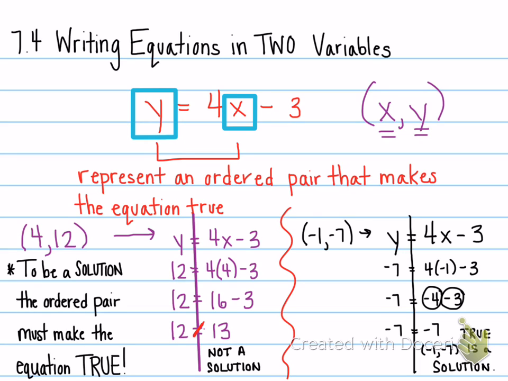Now in these types of problems, it really doesn't have much value to know if it's a solution or not. All this really tells you is if you graph this equation, y equals 4x minus 3, on a coordinate grid, that 4, 12 will not be on that line, but -1, -7 will be on the line because it is a solution. Real life situations are what make this topic more realistic.